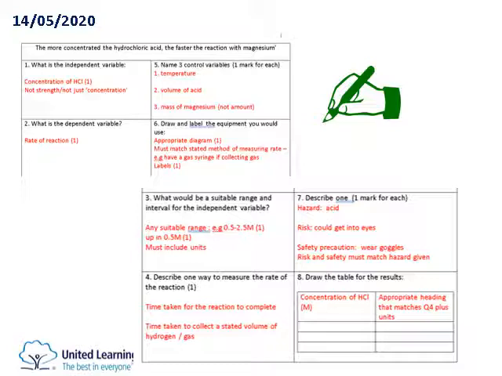And the table's really straightforward. You just need the independent variable on the left, which is the concentration. Don't forget your units. And then on the right, you just need your dependent variable. So if you said rate of reaction, fine. If you said time taken for magnesium to stop bubbling, fine. It's just your dependent variable. Please use units, for example, seconds.